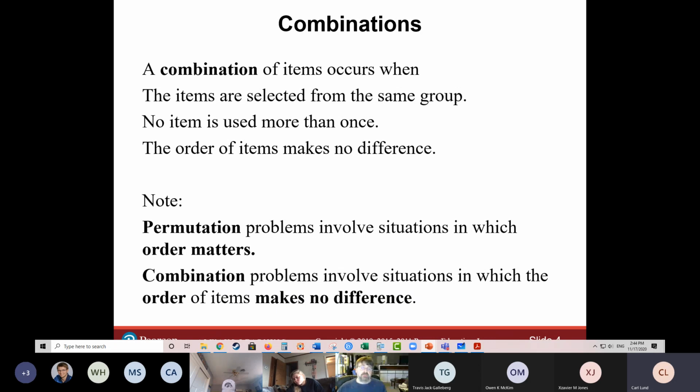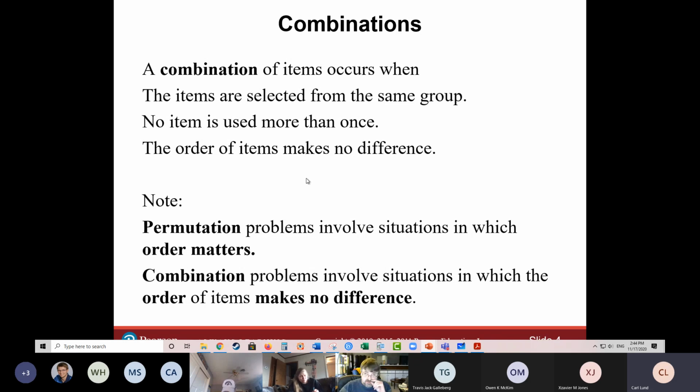So a combination of items occurs when we take items from the same group. We don't use any item more than once, but order doesn't matter. It doesn't matter what I choose first, second, third, fourth, etc. So this is the big difference. This is the only difference, in fact. For a permutation, order matters. For a combination, order doesn't matter. That is the key difference.